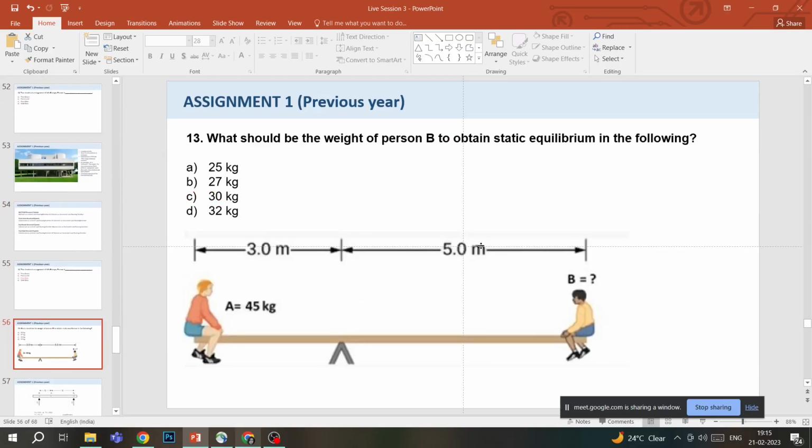Question number 13. It's very similar to the question that I just showed you before. What should be the weight of the person B to obtain static equilibrium in the following? So they have given a structure. Two people are sitting on the end of this seesaw. A weighs 45 kg. We have to know the weight of the B.